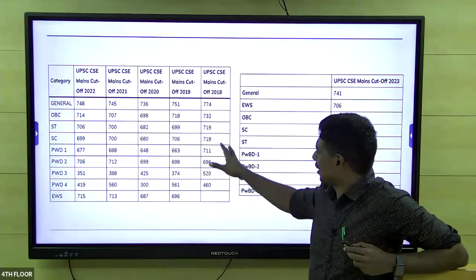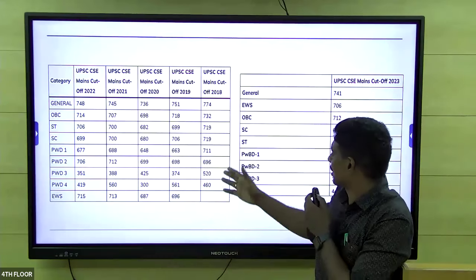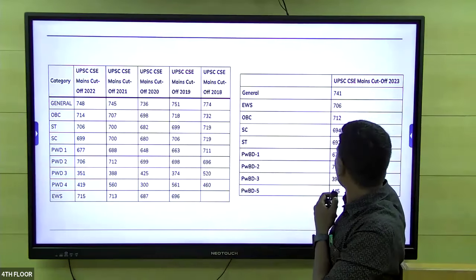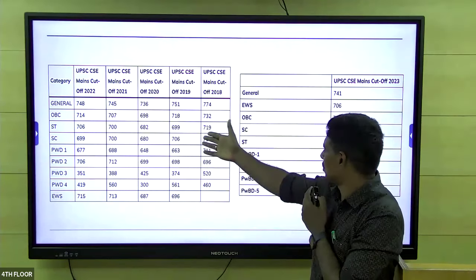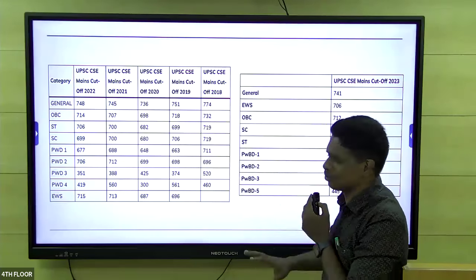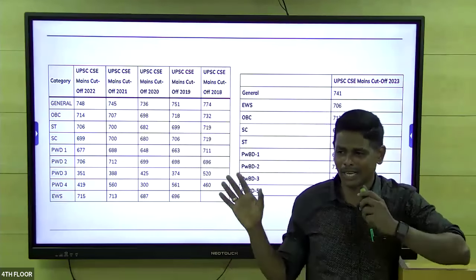These are the normal cutoffs that we have, the mains cutoff. Category-wise in 2023 and before 2022, it was 748, 741. So this is somewhere we need to have the cutoff.